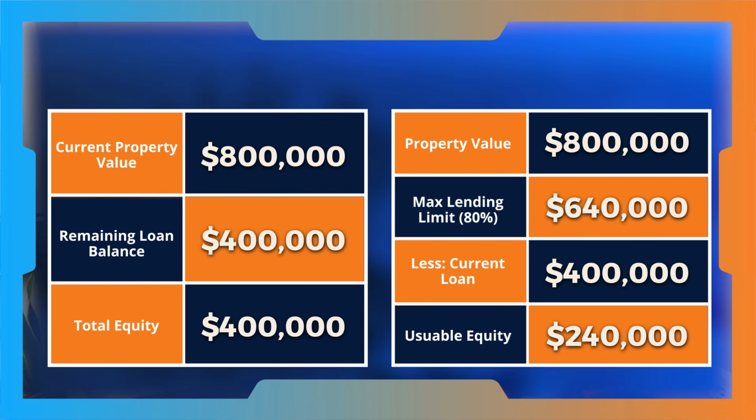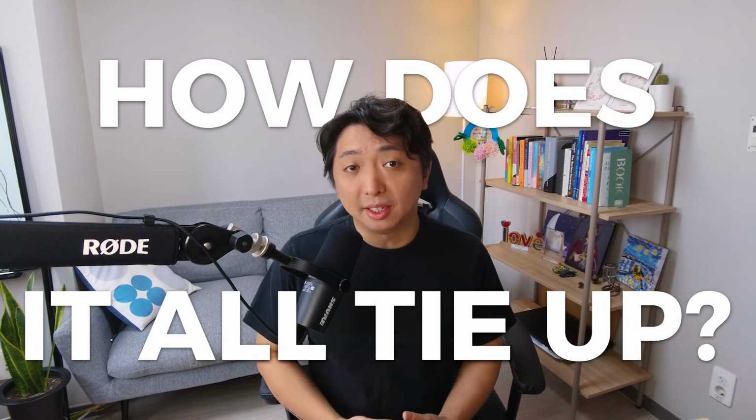in usable equity. Now this is important. That 240,000 isn't cash sitting in your account. You need to apply for it just like any other loan, which means the banks will assess your income, expenses, and credit history. So how does this all tie into the next property?